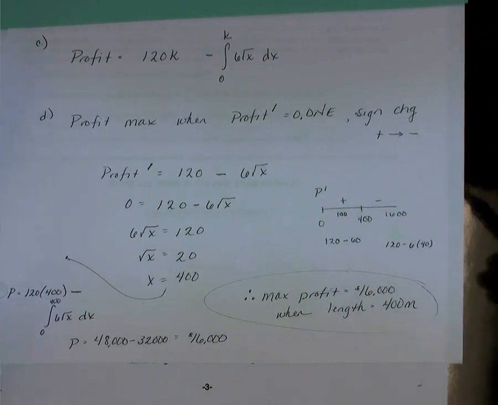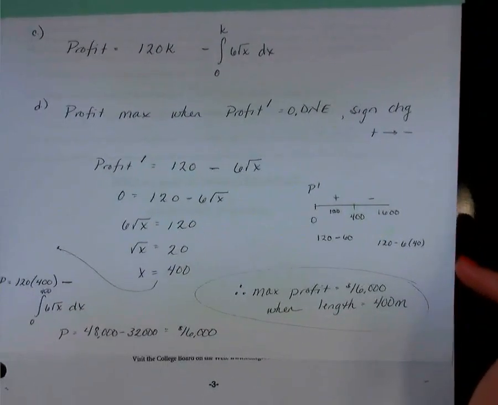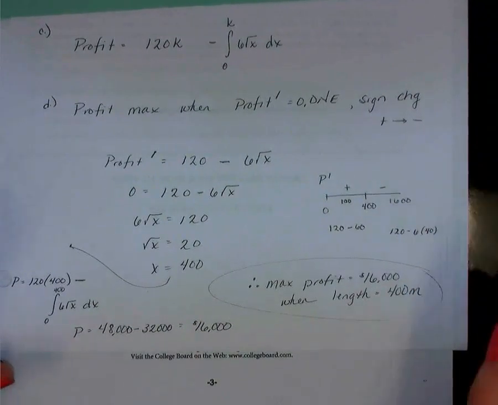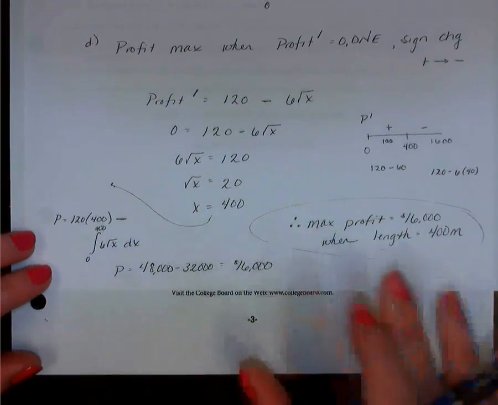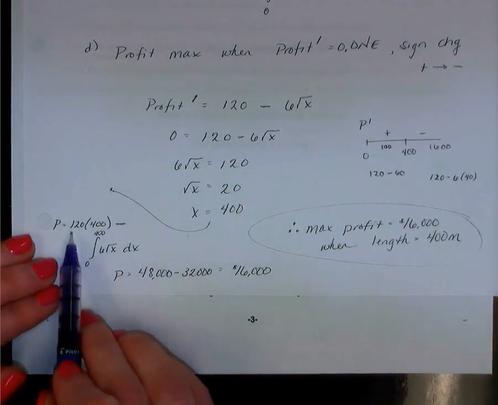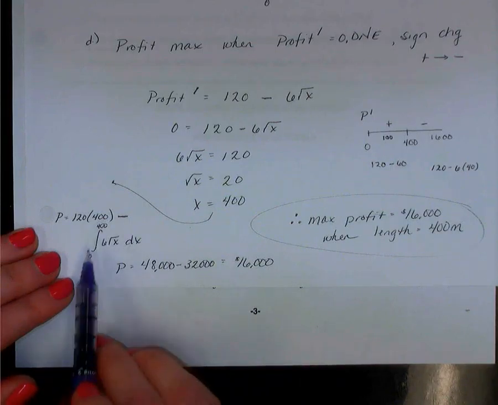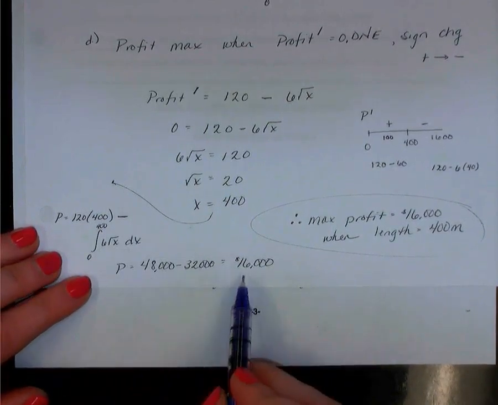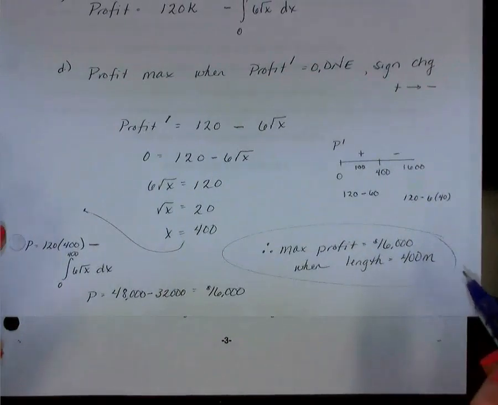So this is awesome. So my max will be at 400, but we want to find the max profit. So we actually need to complete this. We need to find the profit of a cable that's 400 meters in length. So I do 120 times 400 minus the integral of 0 to 400 of 6√x. I get that, and therefore my max profit is $16,000, and you're all set.